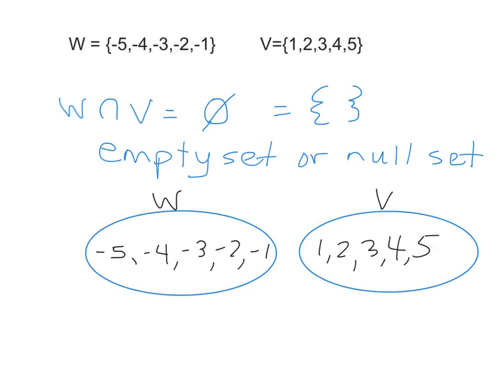A Venn diagram of W intersect V as an empty set would be two circles that are disjoint. No elements in common. The union, again, would take all of the elements: -5, -4, -3, -2, -1, 1, 2, 3, 4, 5. So the union just wants to take everything.